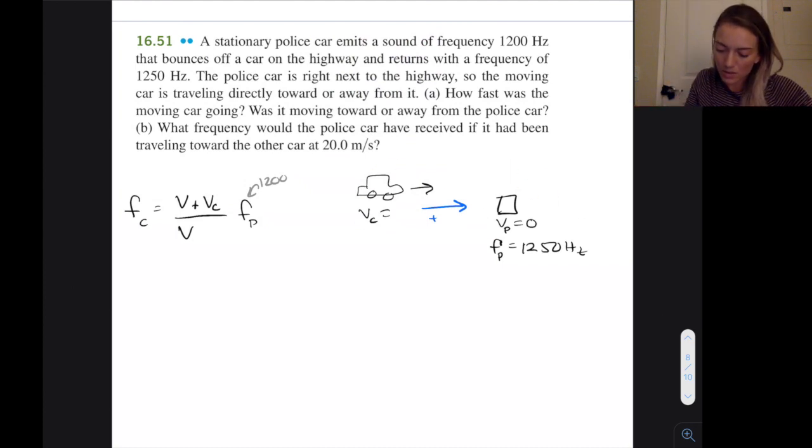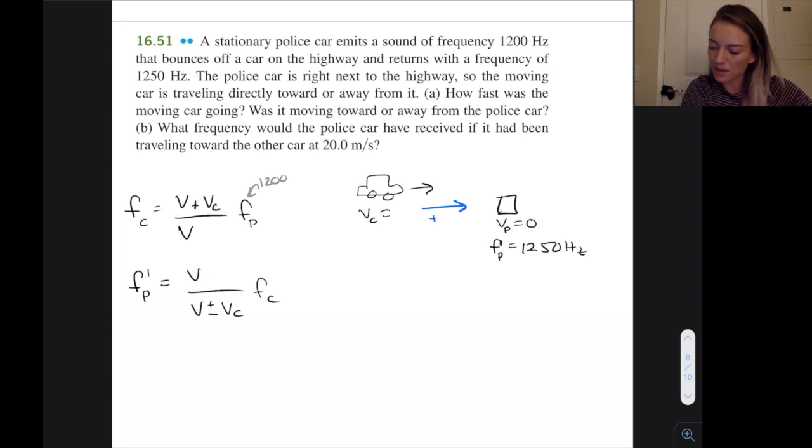So now I'm going to call that FP prime, because that's the new frequency that the cop car hears. So we have V plus or minus the velocity of the police officer on the top now because he's the listener, V plus or minus the velocity of the car, and then the frequency that the car heard. So let's look at our signs. The cop car again is not moving, so this is definitely 0 up here.